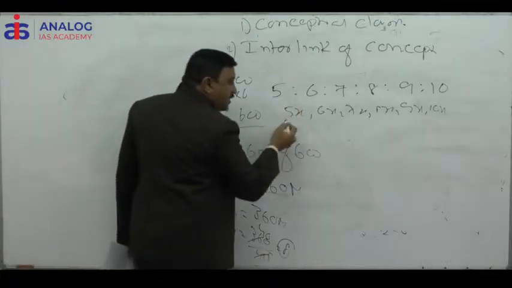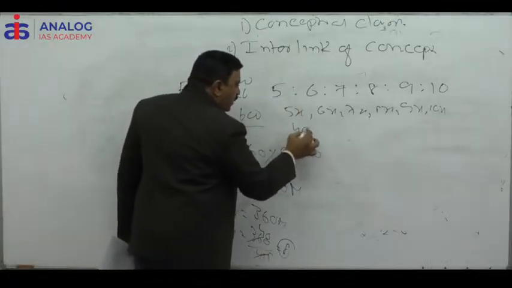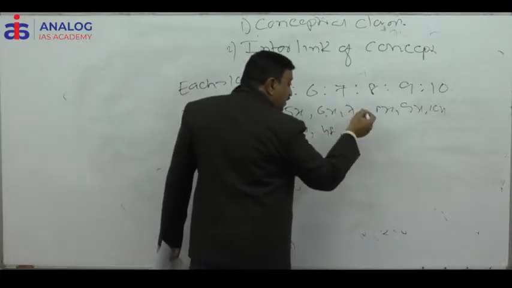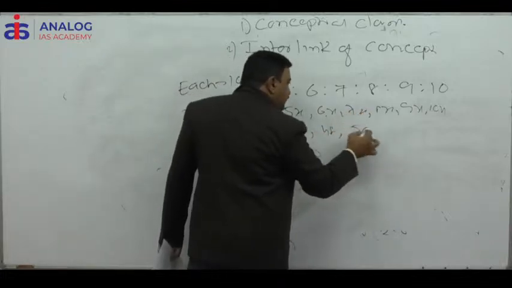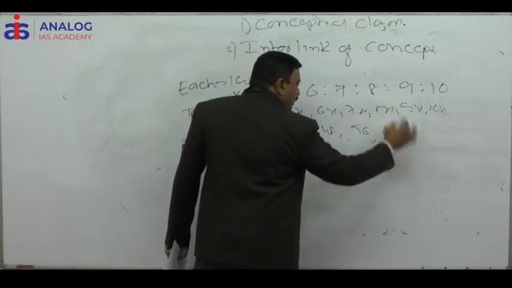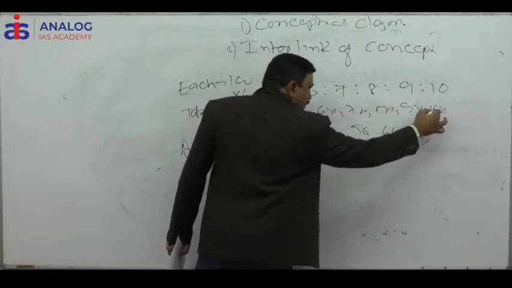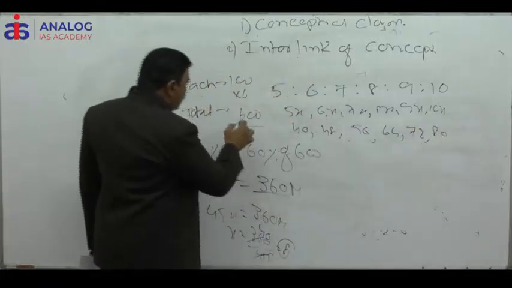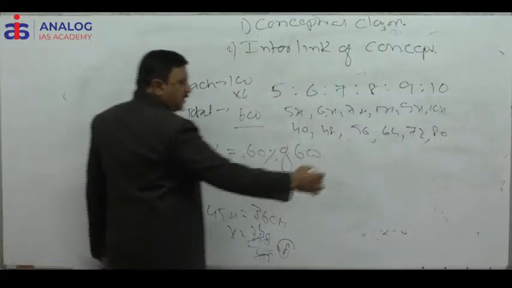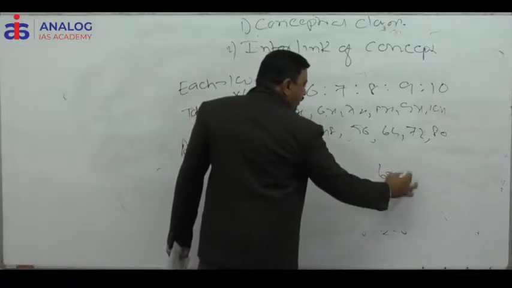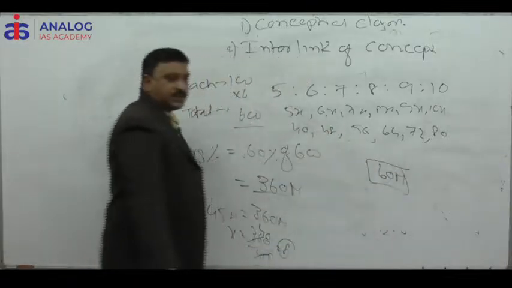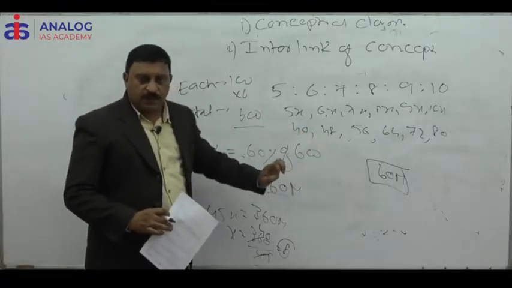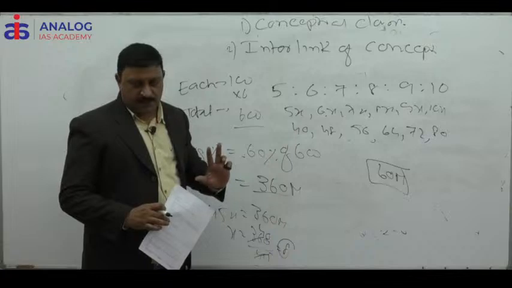So if x is 8, what are the marks? 5x is 40, next 48, next 56, 64, 72, 80. But the average marks is what? 60 marks. In how many papers did he get less than 60? Just observe, 40, 48, 56. So how many papers? 3 papers.